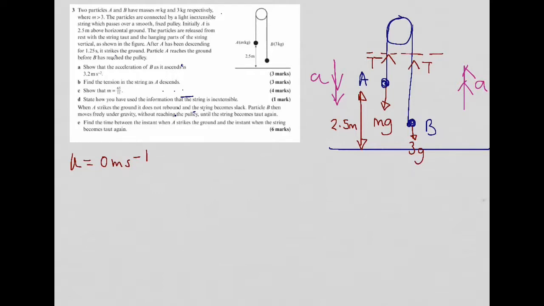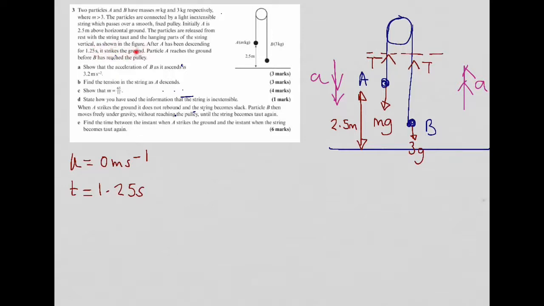It says initially A, we've already read that bit. So the particles are released from rest with the string taut and the hanging parts of the string vertical as shown in the figure. After A has been descending for 1.25 seconds, so I have t equals 1.25 seconds. So what happens at that point?